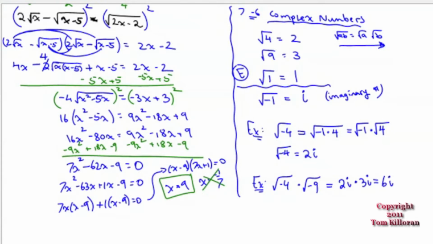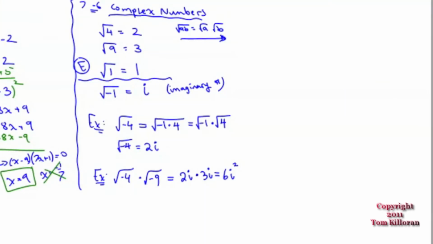6i squared, which is not equal to 6. It would be equal to 6 if i squared was equal to 1, but it's not. What is i squared equal to? Well, it's i times i, which is the square root of negative 1 times the square root of negative 1.